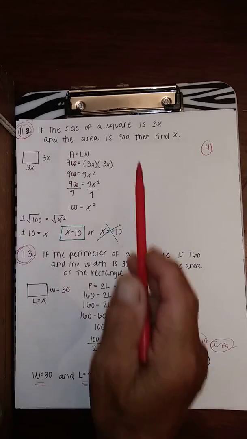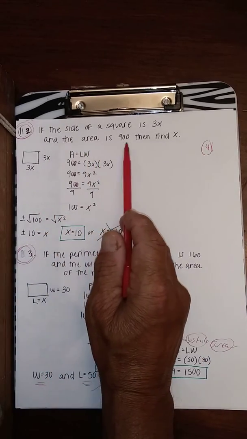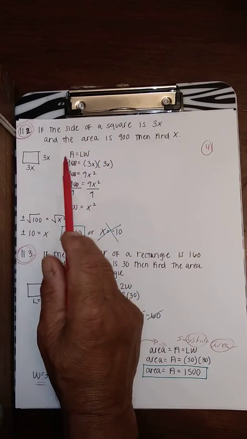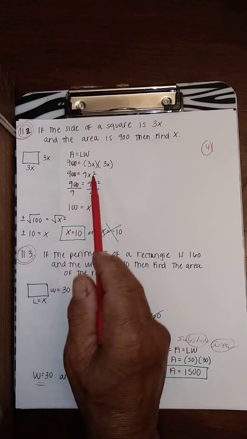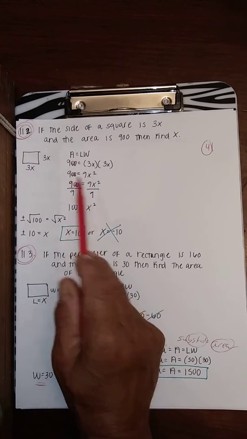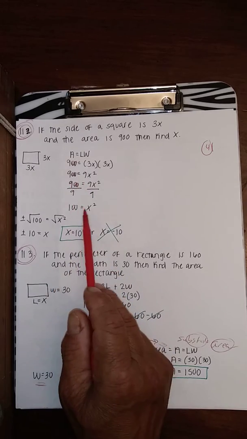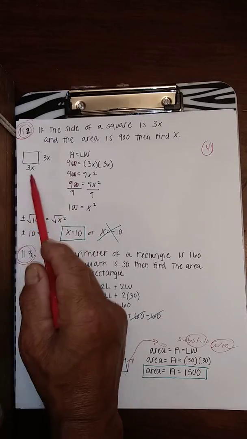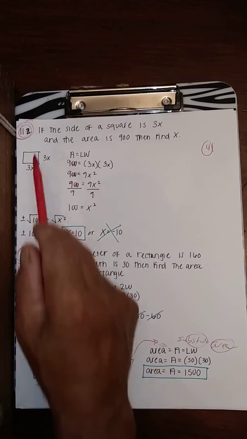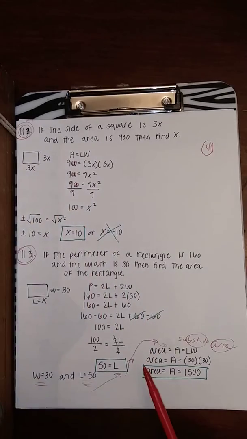If the side of a square is 3x and the area is 900, then find x. Alright. So area, length and width. Area is 900. 3x times 3x, length and width. So that's going to be 9x squared equals that. Divide by 9, divide by 9. So 100 equals x squared. Square root. So x is 10 or negative 10. So we have a geometry figure here. We're going to go with a positive 10.